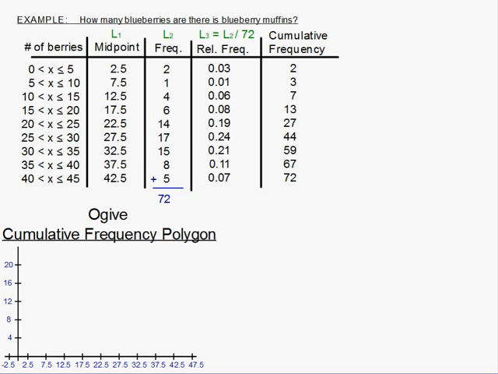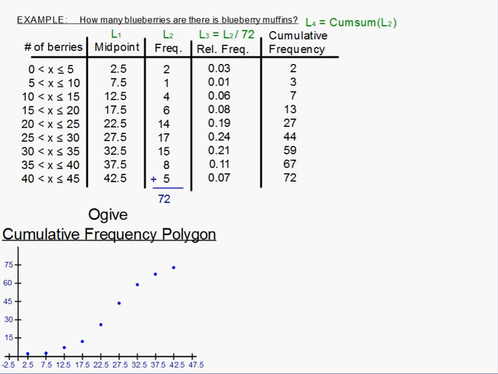And then you're going to need to change your y-axis because, of course, these are now cumulative frequencies. It goes up to 72. So I have to retool that and make those up to 75. And so I scaled it kind of like that. And now you can plot the points.